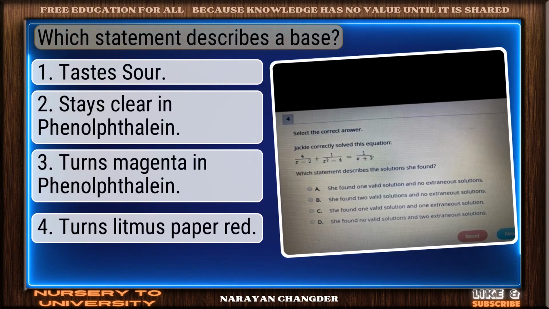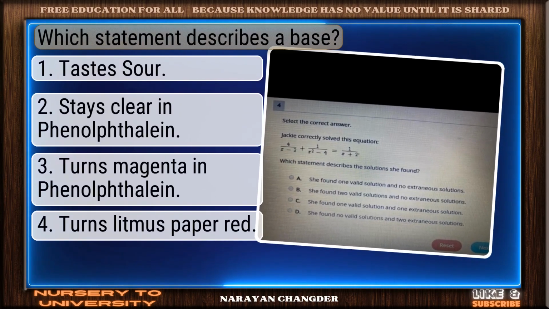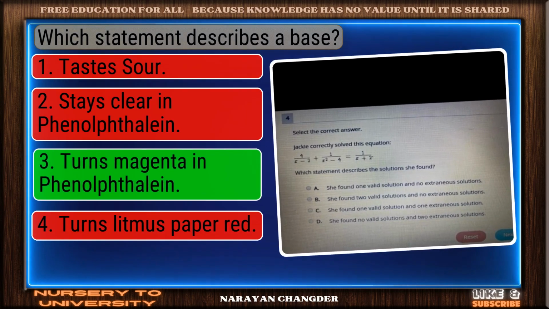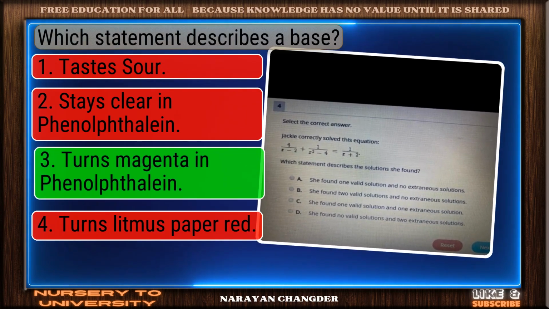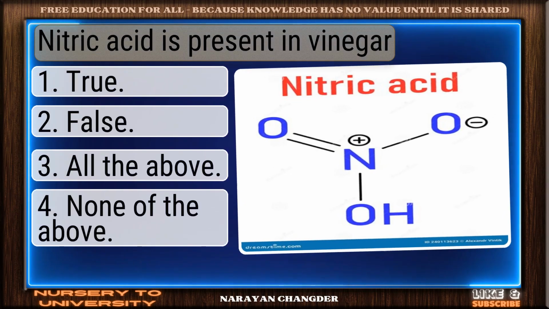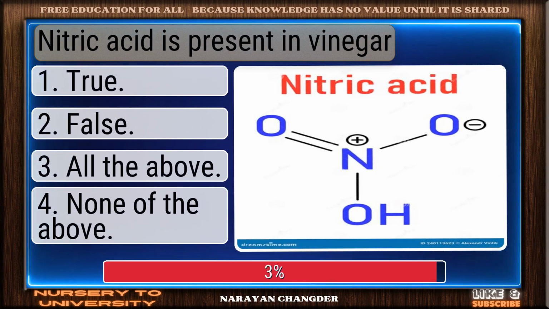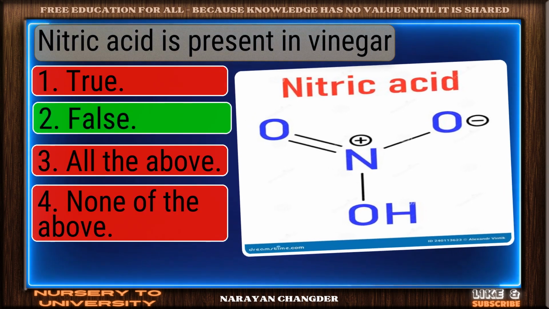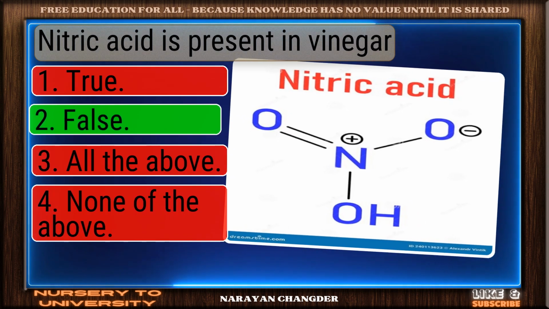Question number 119. Which statement describes a base? Nicely done. Turns magenta in phenolphthalein is a solid answer. Question number 120. Nitric acid is present in vinegar. Nice selection. False is the correct and valid answer.